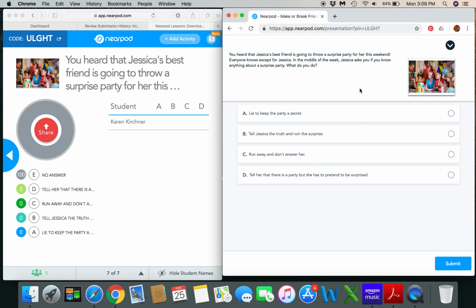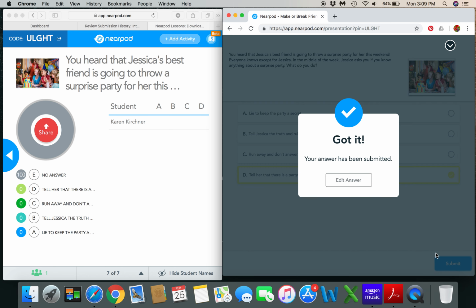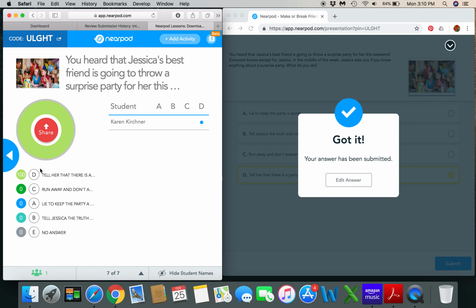So there's no right answer to this question. This is simply just for the sake of discussion, and so for that reason we created it in the format of a poll so we can see how many students agree on their answers together. All right, Karen, which answer do you think you should choose? I know myself, and I know if I was in the 3rd grade, I would tell her that there's a party, but tell her that she has to pretend to be surprised. So let's see what our poll is saying. All right, so far, Karen's response is the most popular.